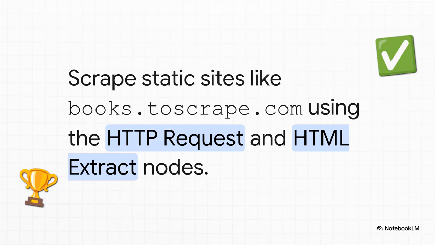For those static websites, the simple documents we talked about earlier, it's a clean 2-step process. First, the HTTP request node just grabs all the page's HTML. Then, the HTML extract node uses simple CSS selectors to pull out exactly what you want, like book titles and prices. It's quick, super efficient, and honestly, pretty satisfying.